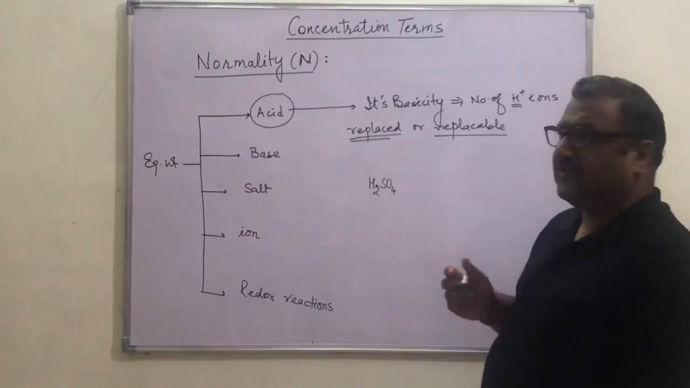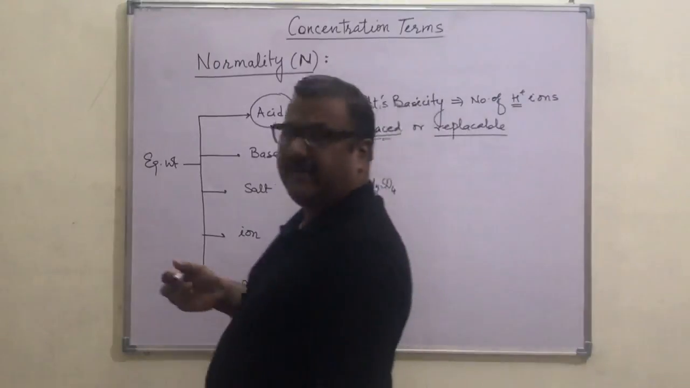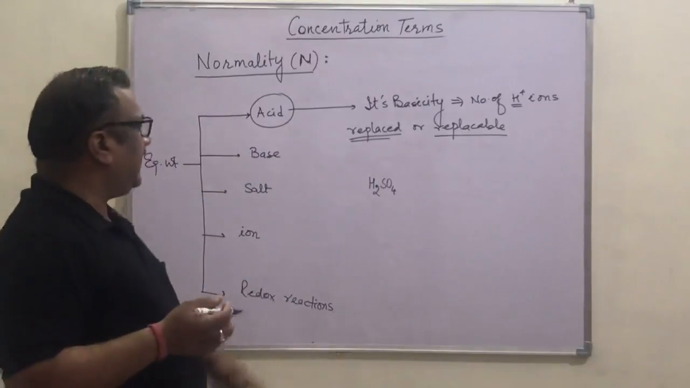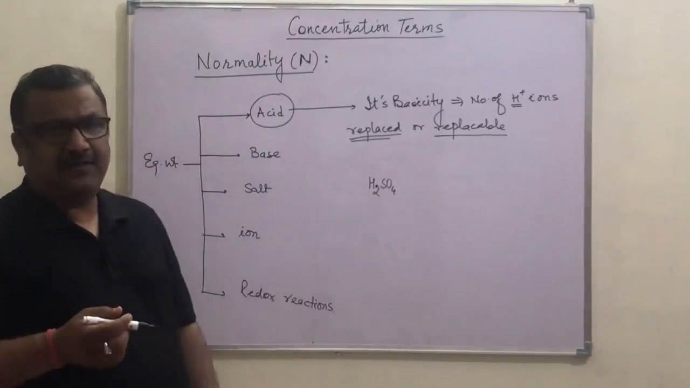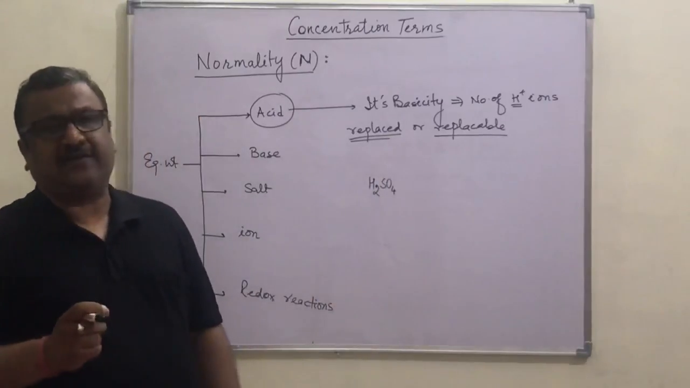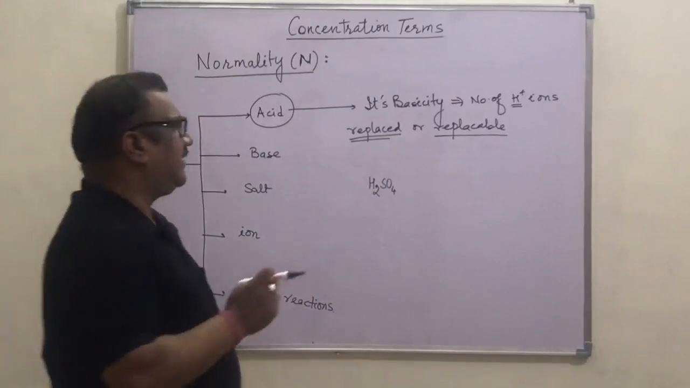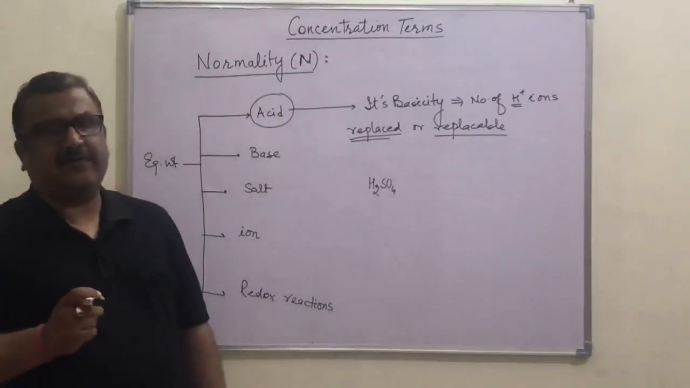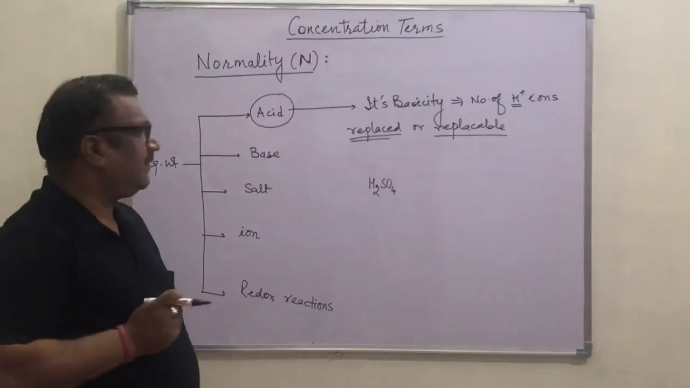So now the question is, if we want to calculate the equivalent weight of sulfuric acid, then what will be the n factor of sulfuric acid? So we will say, since it is a dibasic acid, its n factor will be taken as 2. Here replaceable H plus ions are 2. So n factor will be 2 for the sulfuric acid.